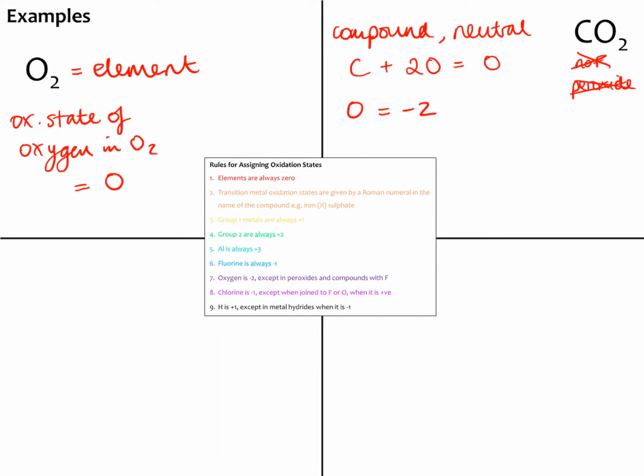So taking our C plus 2O equals 0 rule, we can work out what C must be. Carbon has got to be 0 minus the 2 lots of the oxygen's charge, which is -2. Each oxygen has a charge of -2. So carbon is equal to 0 minus -4, carbon's +4.